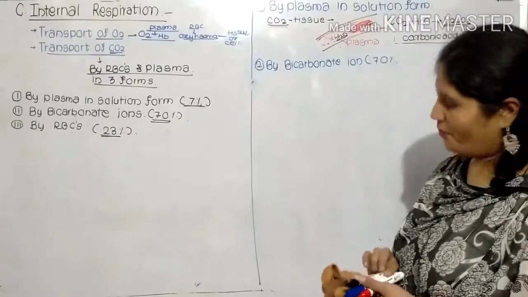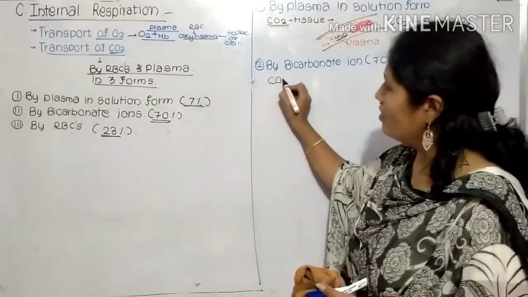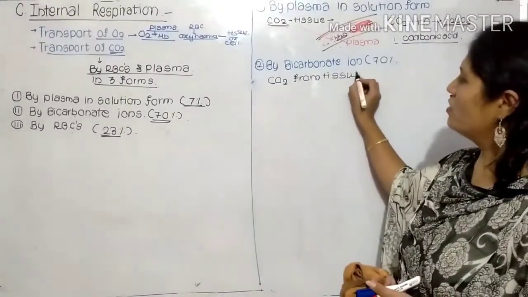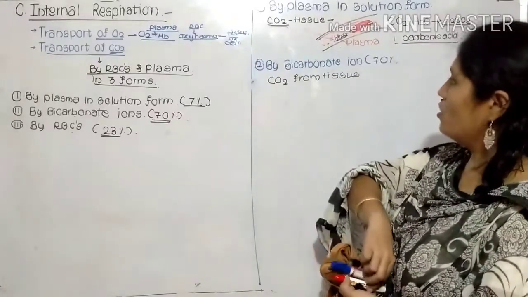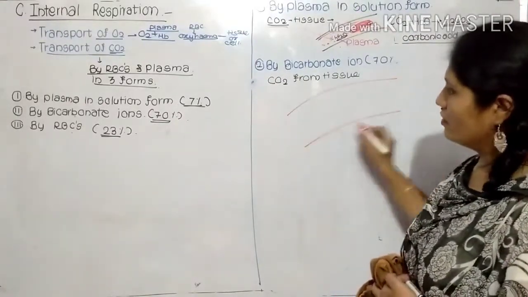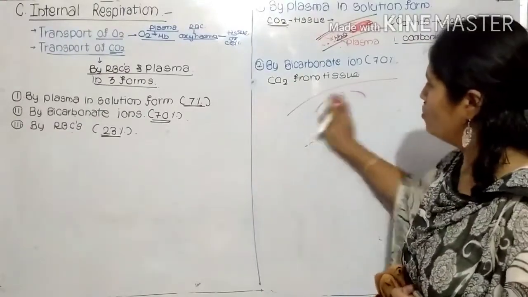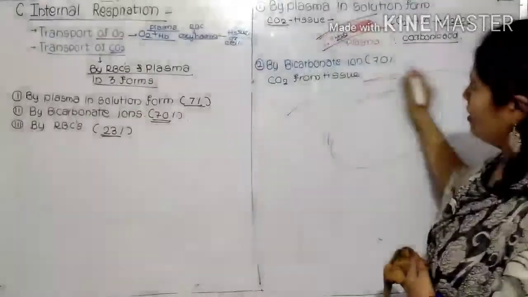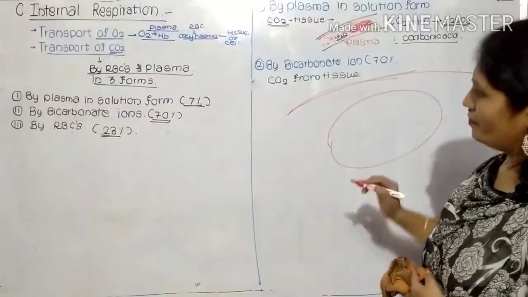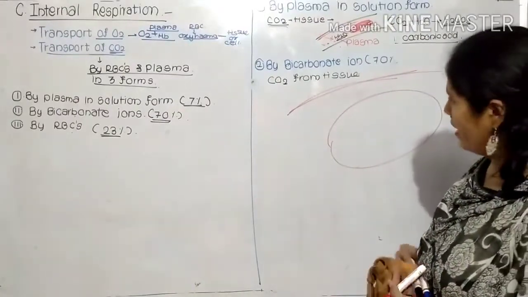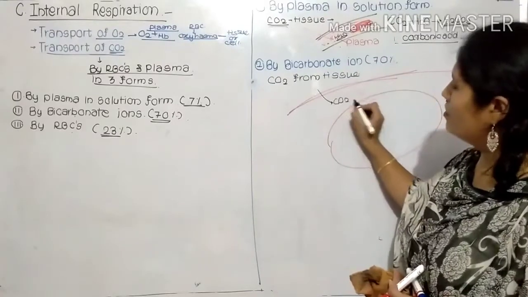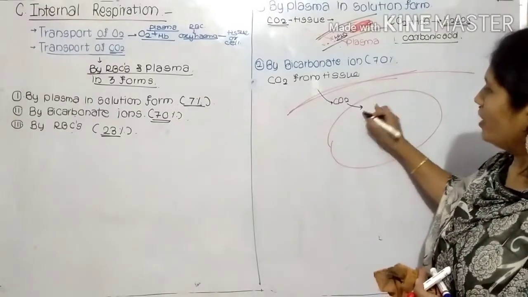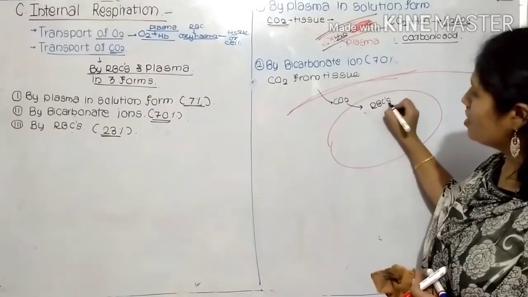At the same time, carbon dioxide from the tissues enters into these blood capillaries. Here I have shown the smaller capillary, and here the larger. Whenever this carbon dioxide enters into the blood capillaries, it then enters into these RBCs.